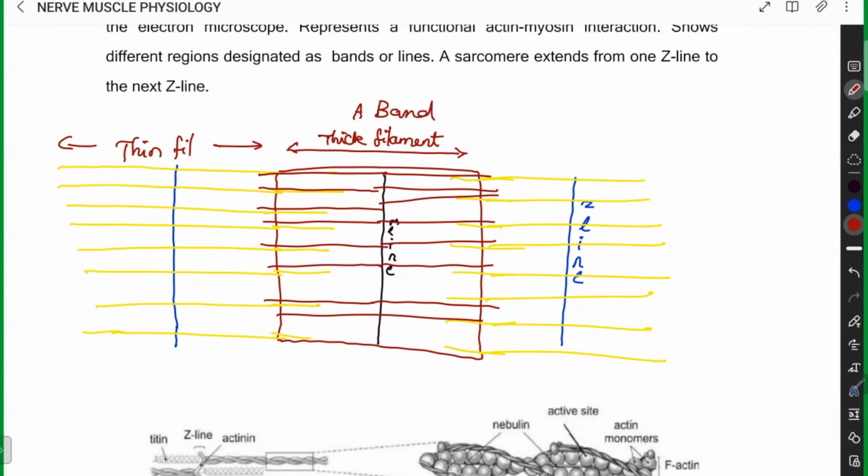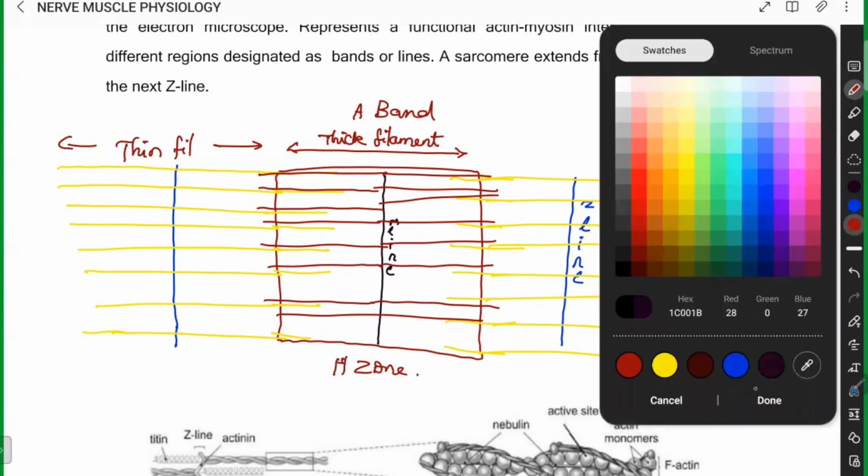That is your thick filament. The A band is going to be from one end of the thick filament to the other end of the thick filament. And what is the H zone? This zone is called the H zone. That is the region within the A band where only your thick filament is present. Can you see here? Here only your thick filament is present.